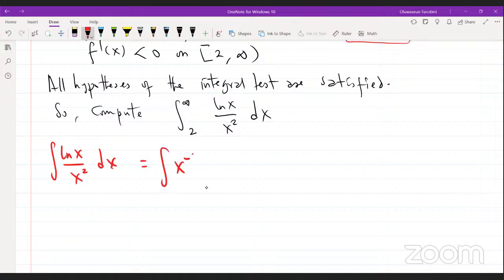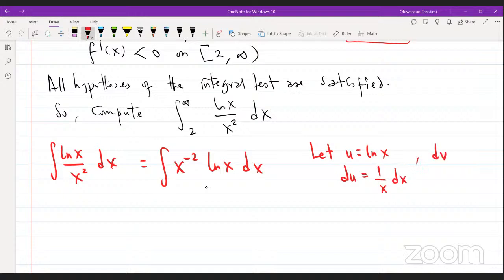This is going to be x to the -2 ln of x dx, right? I'm just rewriting it. So what can I do? Remember how we do integration by parts? Let u equal ln of x. What is du? du is just 1 over x dx. What about dv? dv is going to be x to the -2 dx. How do you find v? Integrate. So what is going to be my v? -1 over x.